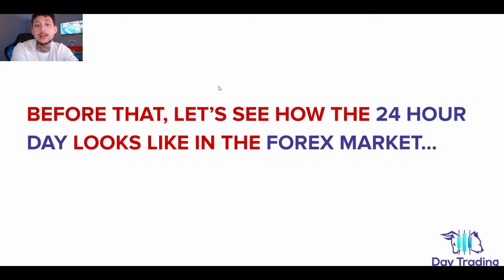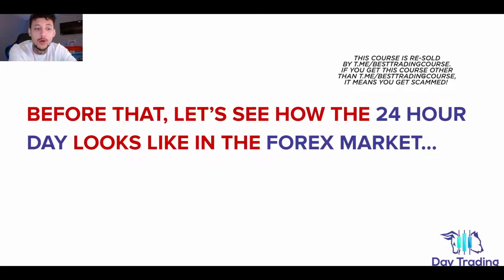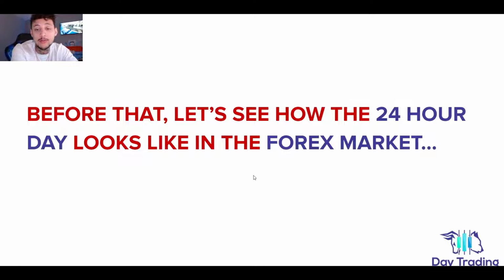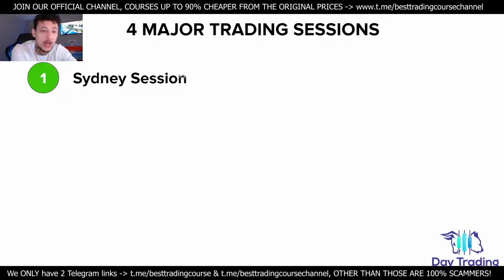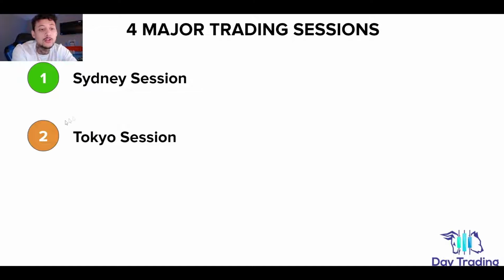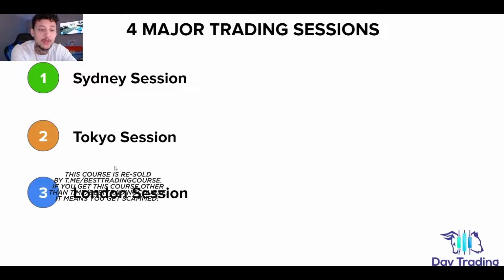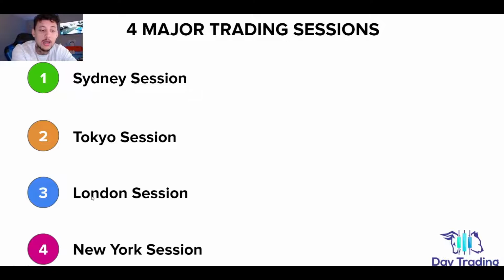Before that, let's look at what the 24-hour day looks like in the Forex market. So here are our 4 major trading sessions. 1, we have the Sydney session. 2, we have the Tokyo session. Then we have the London session. And then lastly, we have the New York session. So these are going to be our 4 main trading sessions.